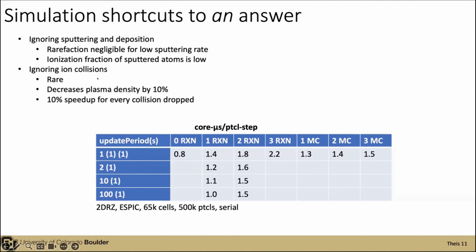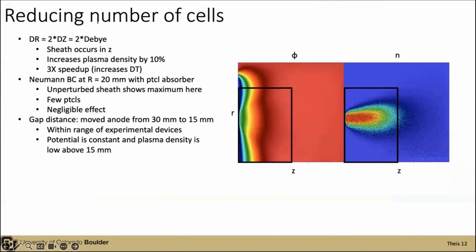Second approximation I'm making is I'm ignoring those ion collisions. Like I mentioned on the last slide, they're very rare. This does have an effect. It decreases the plasma density by about 10%. And in this table on the bottom for the Monte Carlo framework, I show that going from 3 collisions to 2 collisions to 1 collision, you get about a 10% speed up for each one of those drops. Those speed ups are more significant for the reactions framework. And so I dropped the ion collisions.